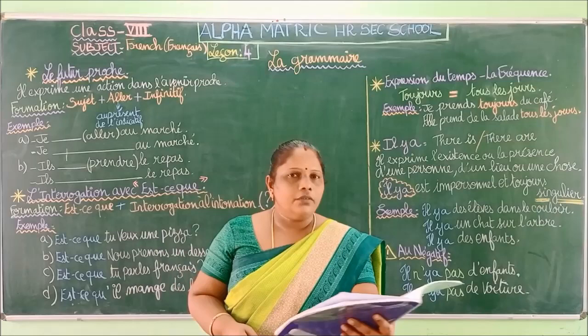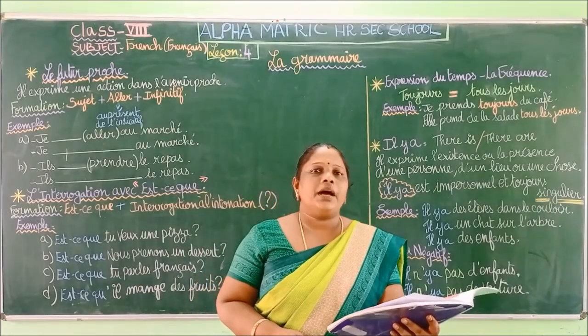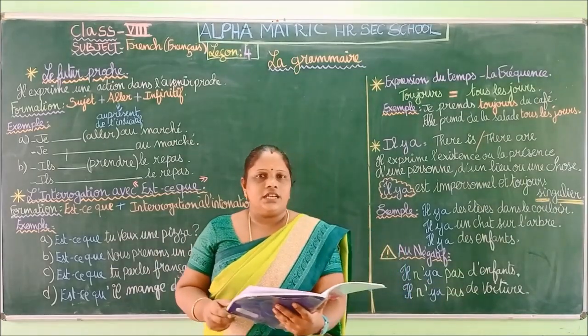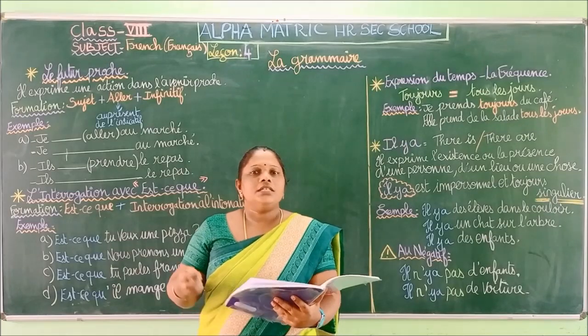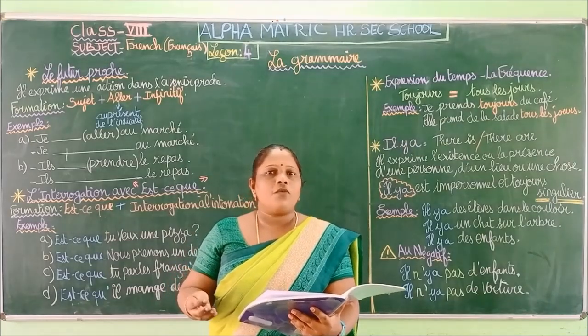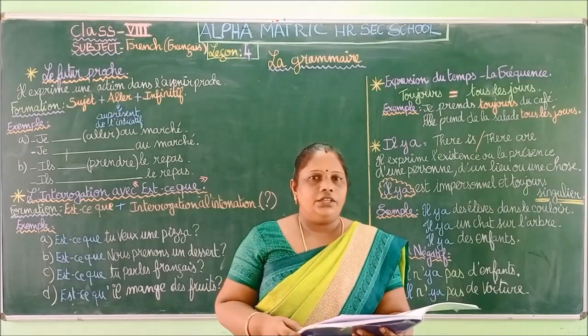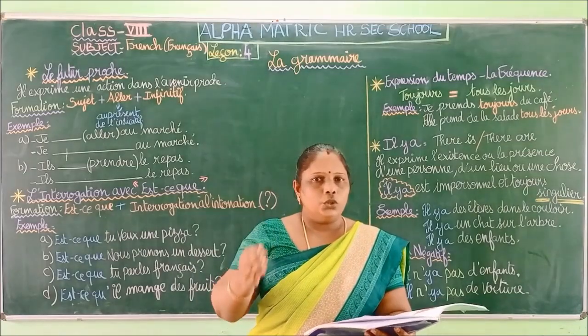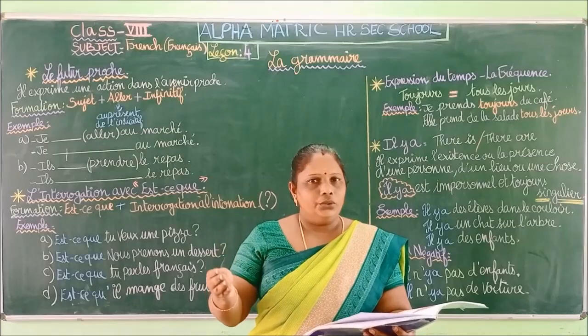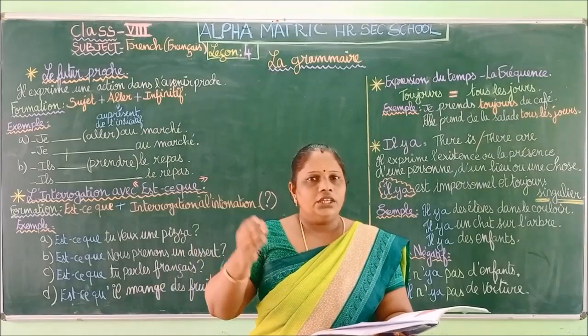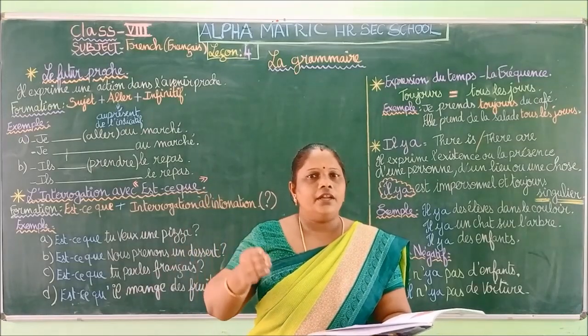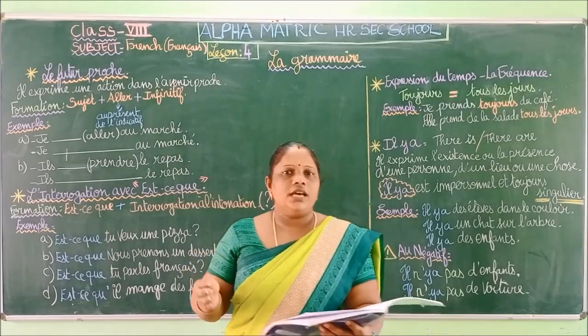So next one, we saw les articles partitifs. Les articles partitifs means some. So the article when we are using adverbs of quantity. Some means du, de la, des. Okay, de plus l'apostrophe and d'. Okay, so these are some.